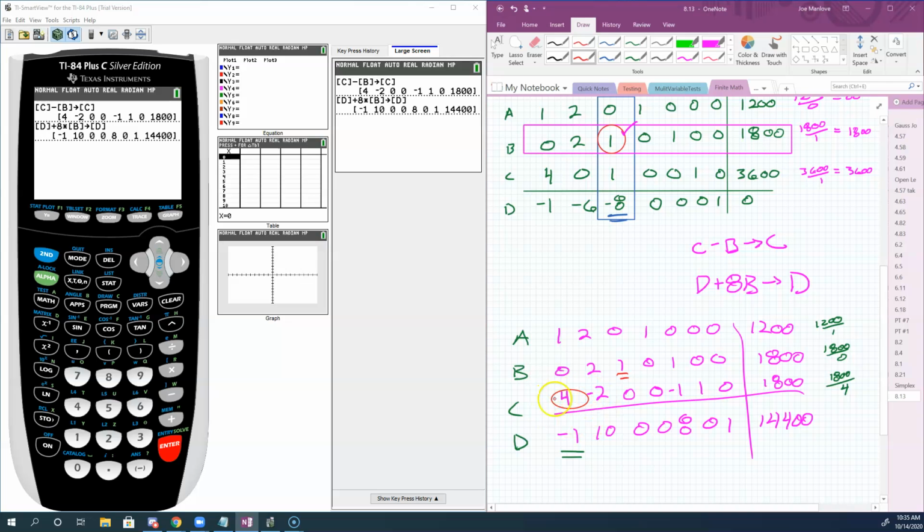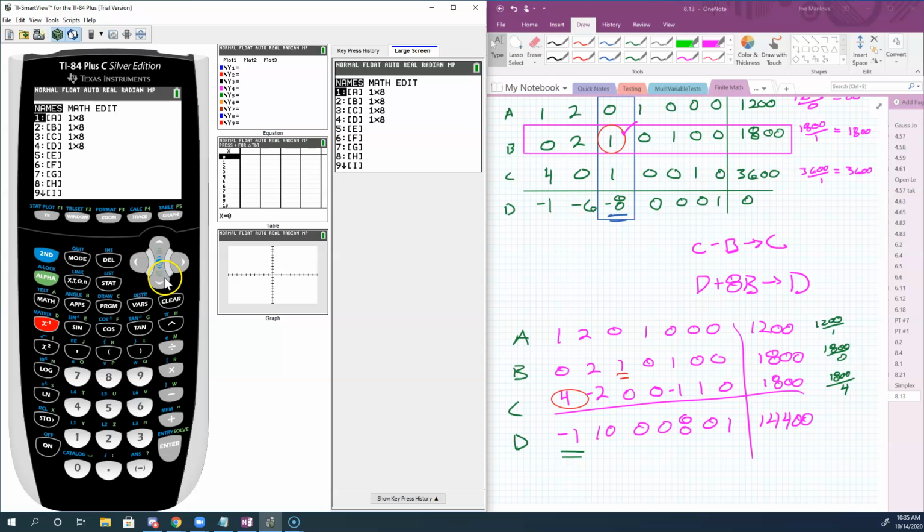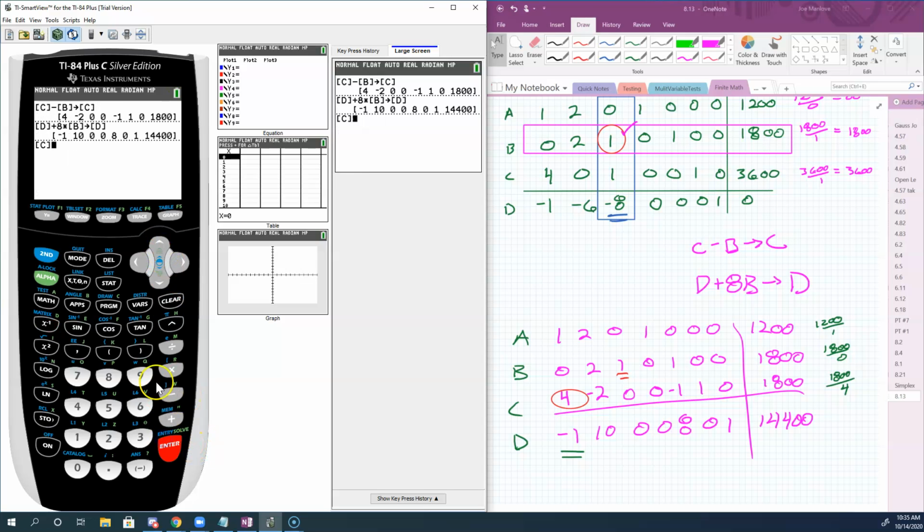Okay, so I got row C as my pivot row, right? So how do I want to change my pivot row? Divide the whole row by 4. Good. I want to divide the whole row by 4, so I'm going to take my matrix and say C times 0.25. Actually, I wonder if it'll let me divide. I bet it'll let me divide. C divided by 4.